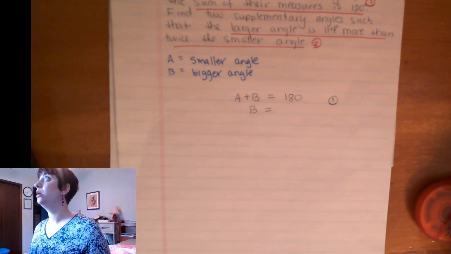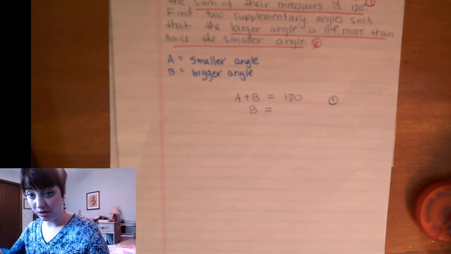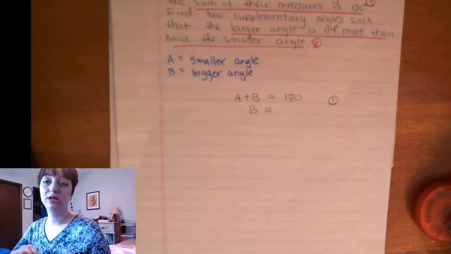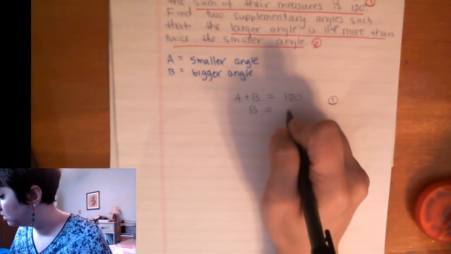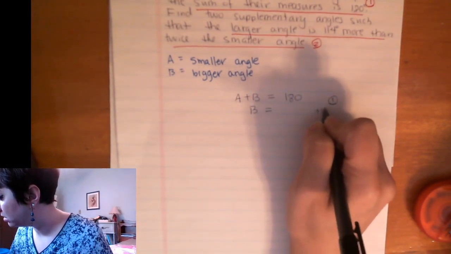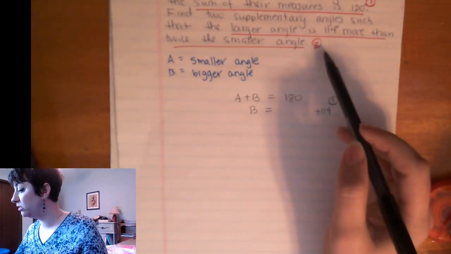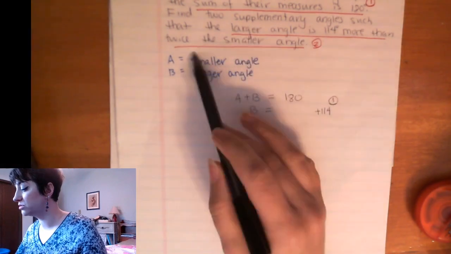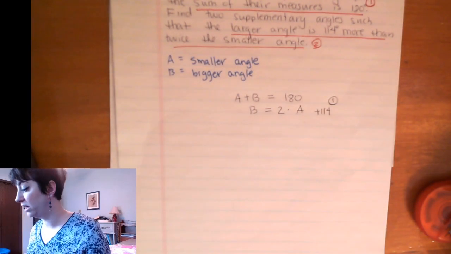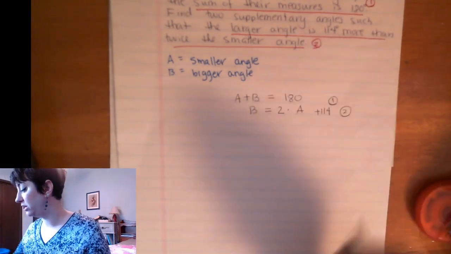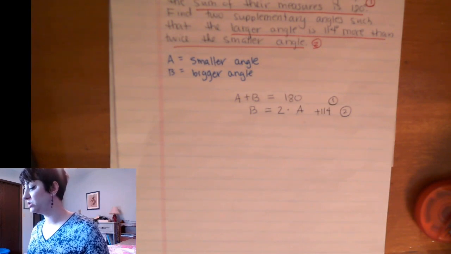Okay, so if I'm 5 years more than you, then whatever your age is, you add 5. So if it's 114 more than, we're going to end up adding 114. What am I going to add 114 to? So twice the smaller angle. So twice means 2 times. 2 times what? Smaller angle. So that's my equation 2. So A plus B is 180 and B is 2A plus 114.